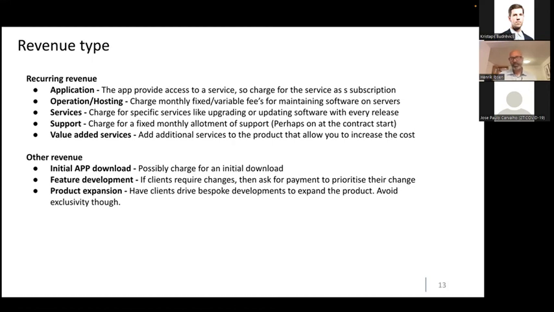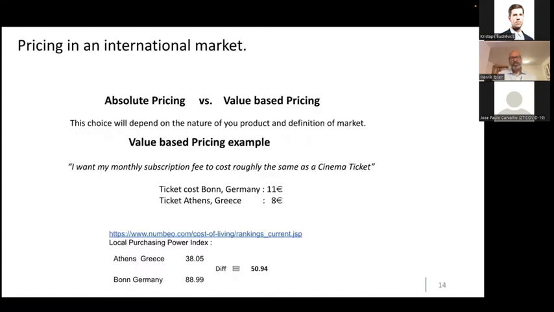It works. All right, so pricing, international market is always a bitch, because how much do you pay for your McDonald's burger?